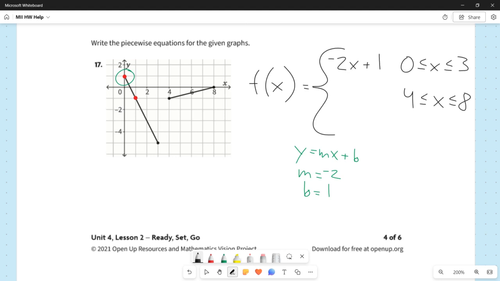So for this piecewise function, if your input happens to fall between 0 and 3, you can evaluate that function by taking your input, multiplying it by -2, and adding 1. And that'll give you the result that you want.